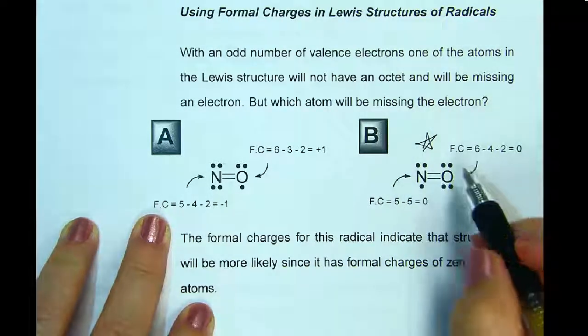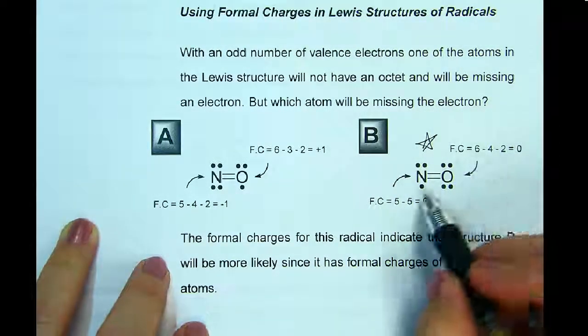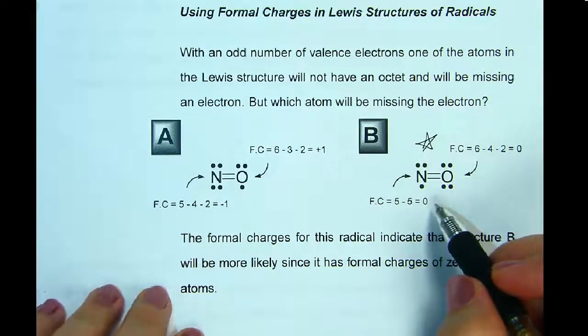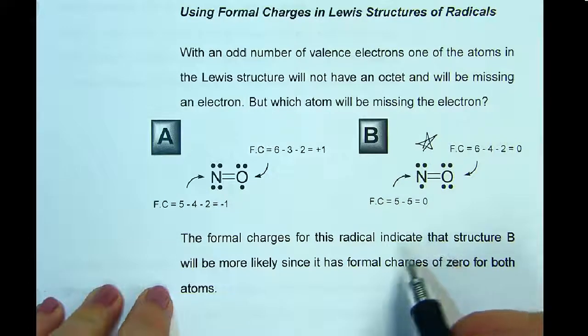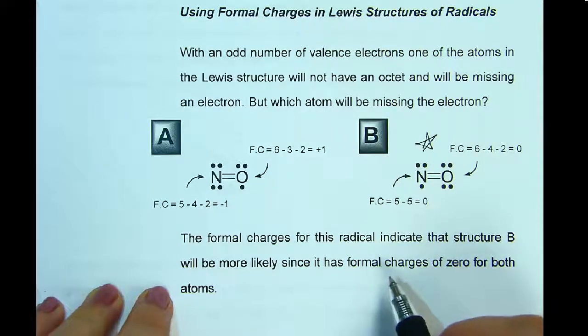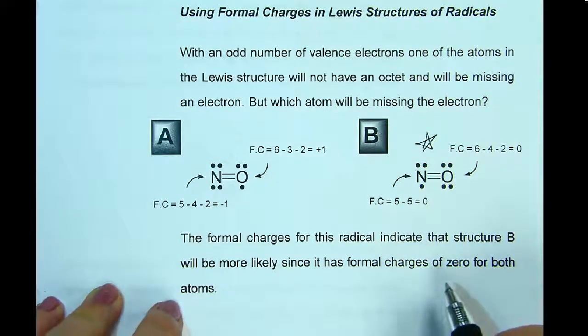This is going to be the better option because both of them have a formal charge of 0, which is more ideal. The formal charges for this radical indicate that structure B will more likely be correct, since the formal charges are 0 for both atoms.